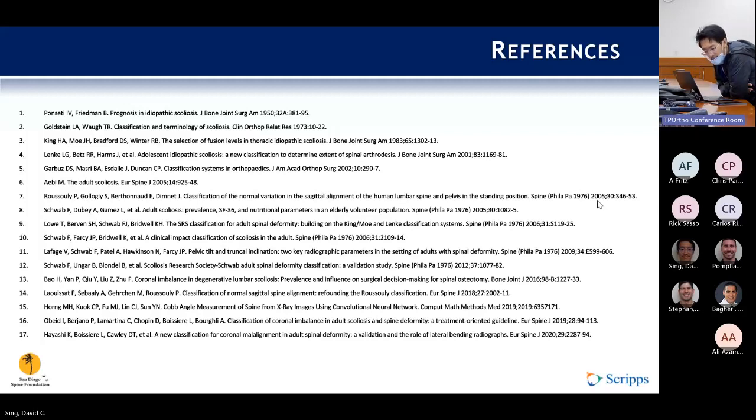It seems like it's more and more becoming an algorithm that you're following in the OR rather than having a preference in how you like the curve to look or how you like the rods to sit. So undoubtedly, these classification systems will continue to evolve over time. Thanks.